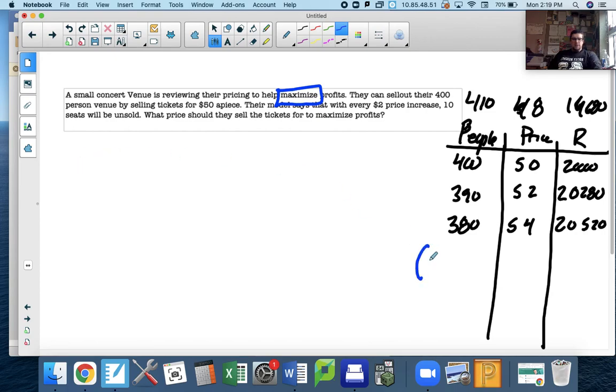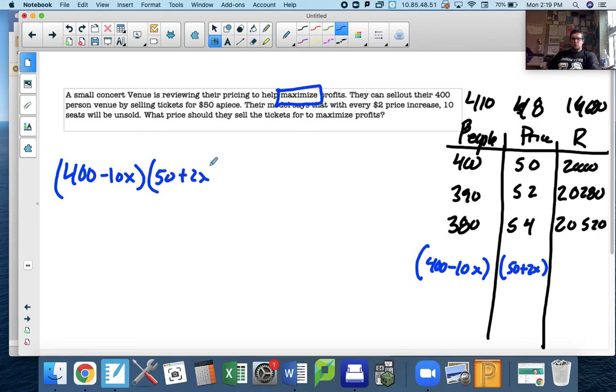So what's happening here is the number of people starts at 400 and we lose 10 every time we increase the price. The price was 50, but we gain $2 every time we choose to increase the price. So 400 minus 10x multiplies 50 plus 2x, and that's our revenue stream. X is just the number of increases. It's not the new price, it's just how many times we're going to increase it. You have to FOIL it.